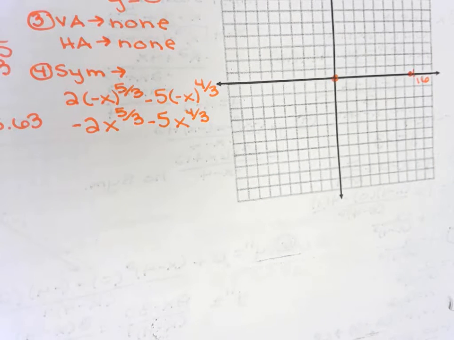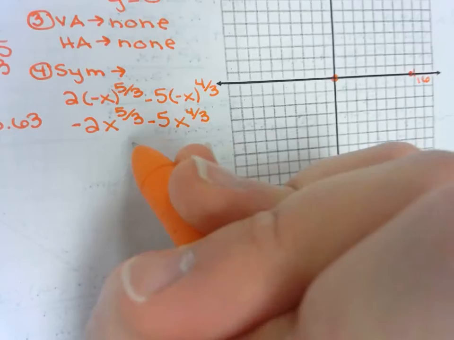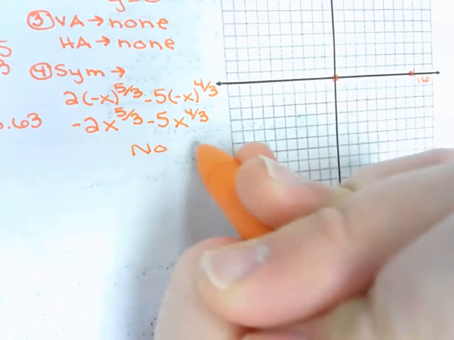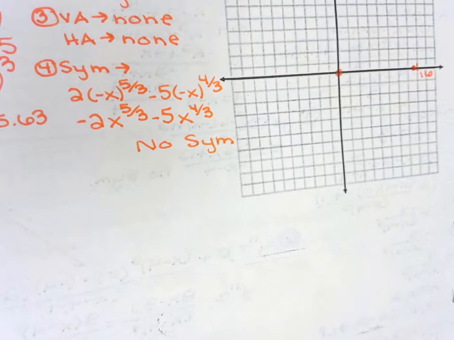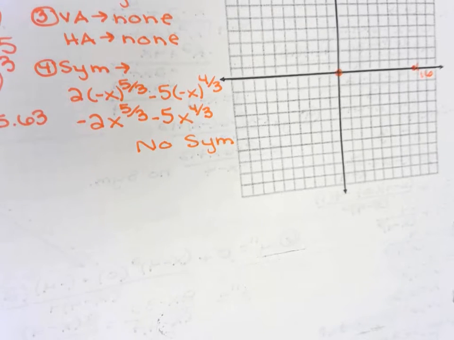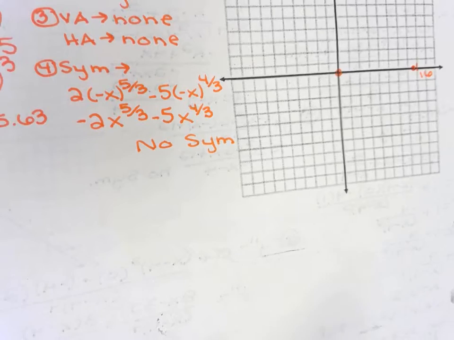So, is it the same thing? Do I get back the original? No, because of that negative 2x part. So it's not symmetric with the y-axis. If I take out a negative 1, is it the same thing? No, so there's no symmetry. So sometimes there's symmetry, sometimes there's not. Not one of the most important things, but it can help you kind of tell if you're on the right track. Okay, any questions so far?